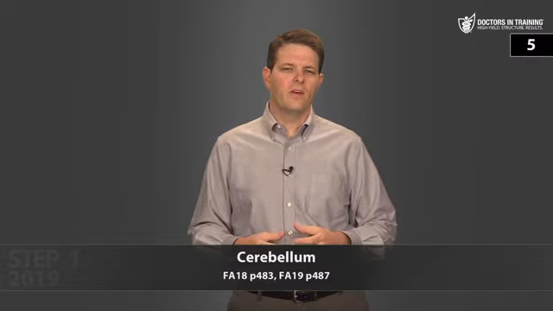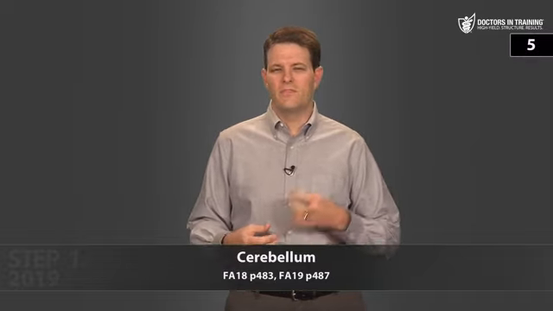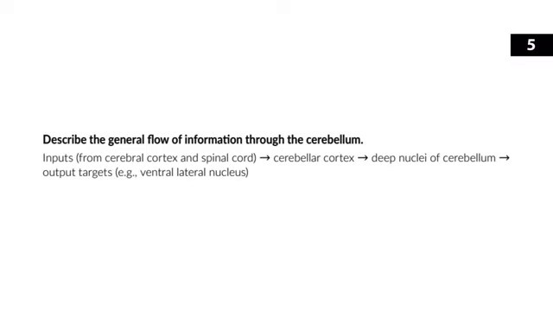The cerebellum is involved not in initiating movement, but in fine-tuning and coordinating movement. In your study guide, there's a very abbreviated outline of the flow of information into and out of the cerebellum. The cerebellum receives input from the cerebral cortex and the spinal cord, and those signals go to the cerebellar cortex, and then that sends signals to the deep nuclei of the cerebellum. The deep nuclei are like an integration center for the cerebellum, similar to how the thalamus integrates signals from all over the cerebral cortex. And then the deep nuclei send output signals to the thalamus. We'll cover that output in a moment.